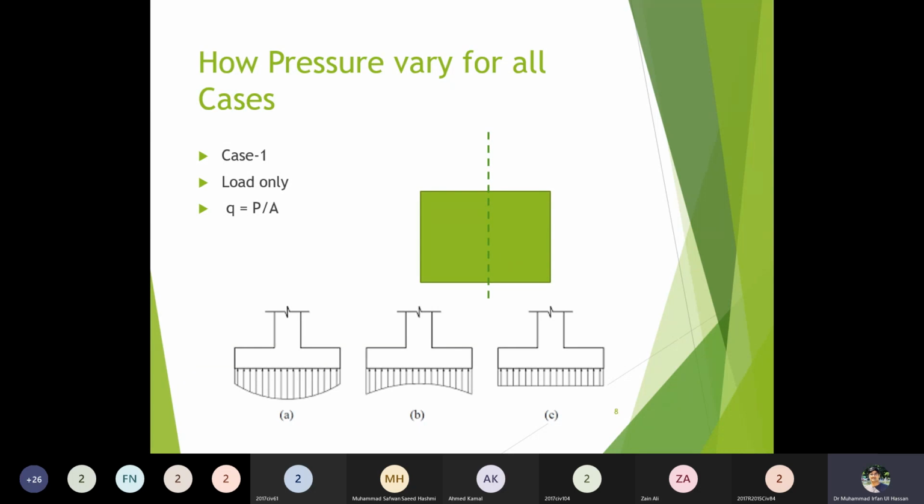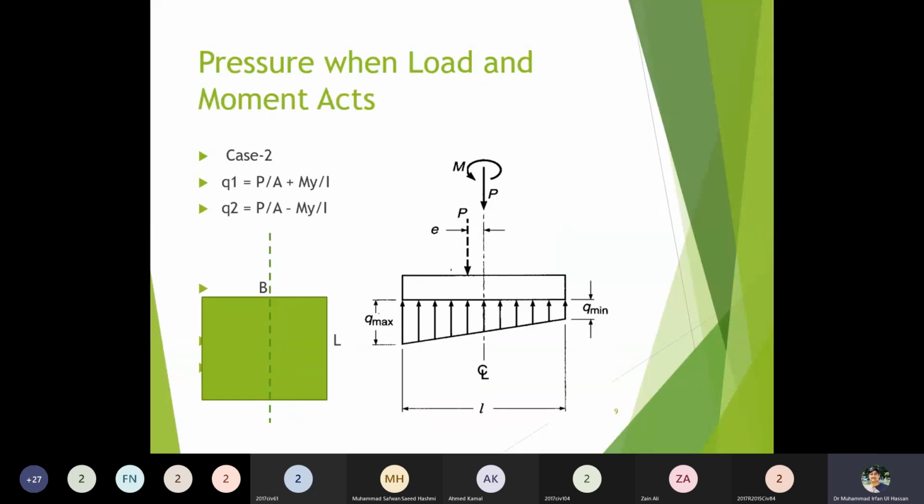And what is the ordinate of this pressure? Load over area is the ordinate of this pressure. When only the central load is acting on the column, the pressure under the foundation is the load over area. So it's just a UDL, a uniformly distributed pressure.